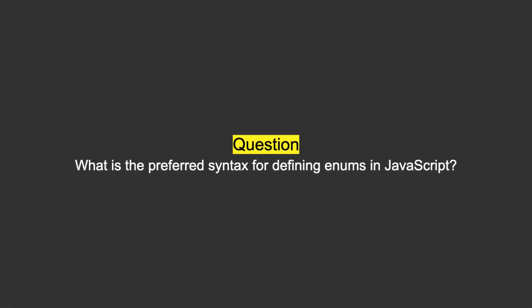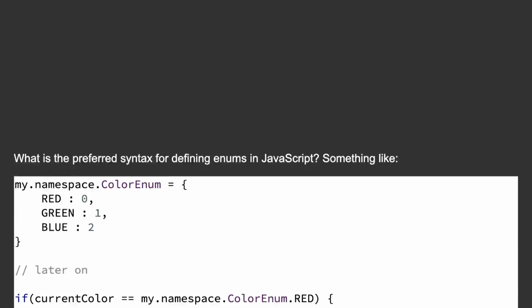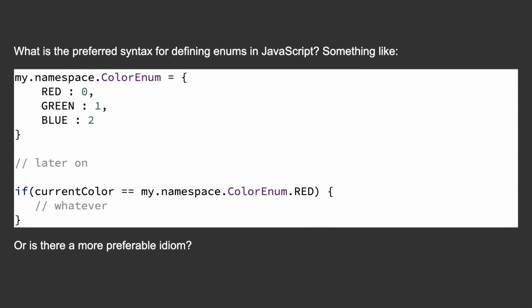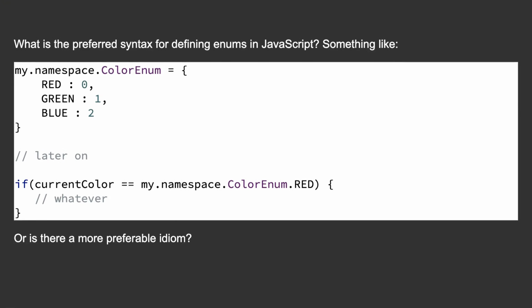What is the preferred syntax for defining enums in JavaScript? Something like, myNamespace.ColorEnum = {RED, GREEN, BLUE}, and then later on, if currentColor equals myNamespace.ColorEnum.RED, do whatever. Or is there a more preferable idiom?